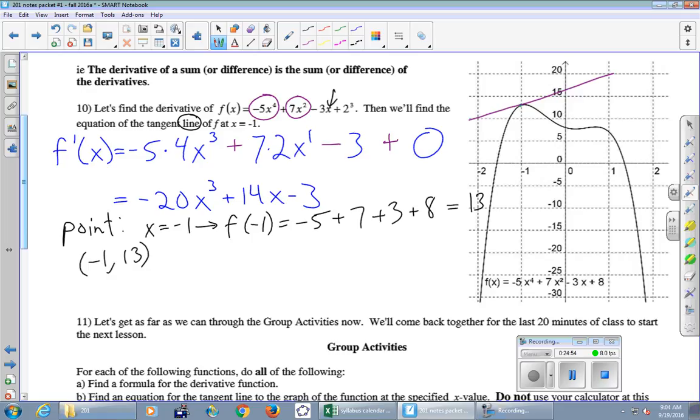It's another common misunderstanding for folks here in the beginning, is that they think, oh, the slope is this thing right here. This whole thing is the slope, and I'm just going to use the mx plus b, and I'm going to put this whole thing for m. That's not right. This is the slope for any x. We don't want the slope for any x. We want the slope for the particular x we're interested in, which is -1. So let's plug -1 into the derivative.